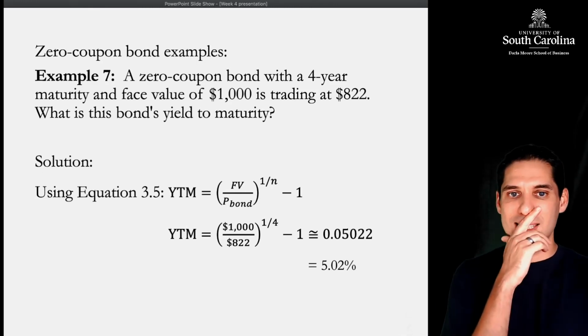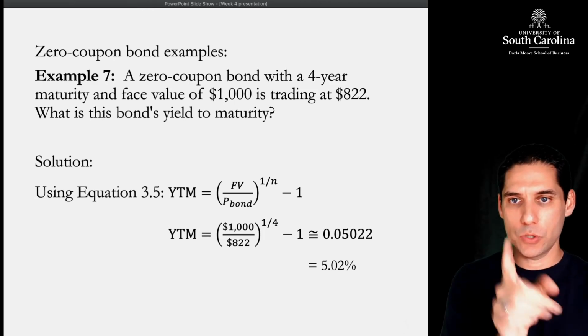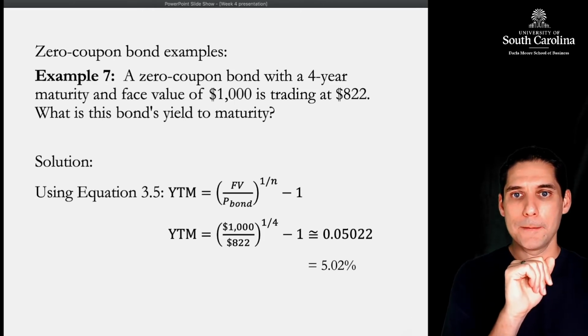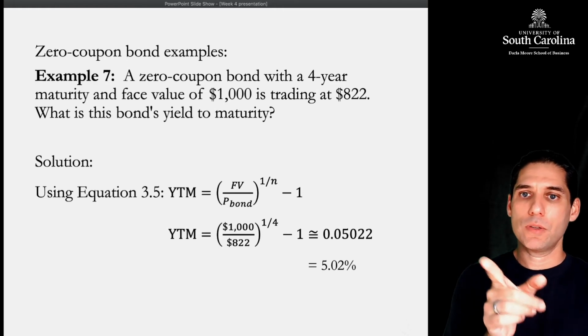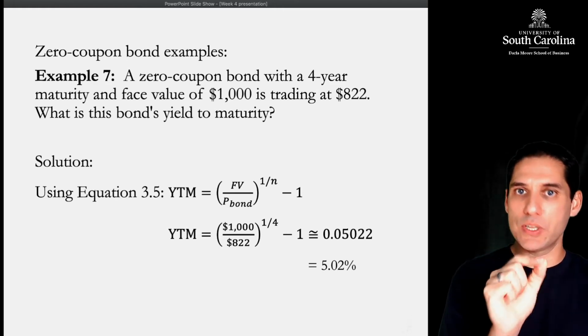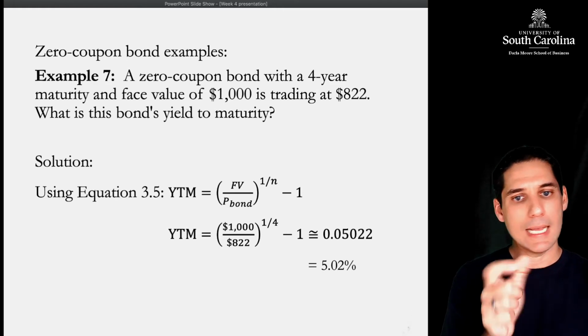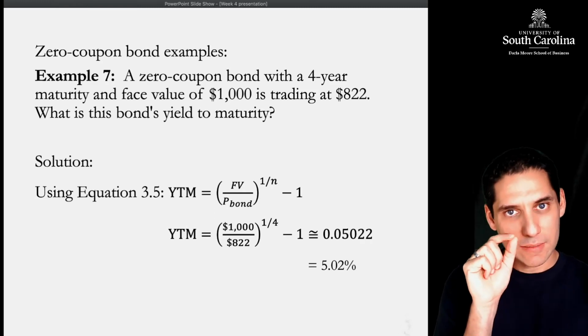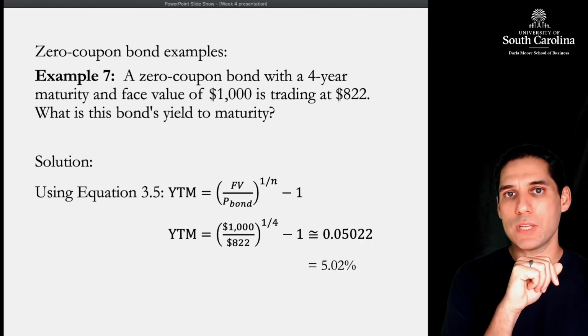So you look at this and say, all right, if I buy this zero coupon bond at this price, hold it for 4 years, and assuming that the issuer is able to make the $1,000 payment, then I will have earned just a little bit above 5% per year.